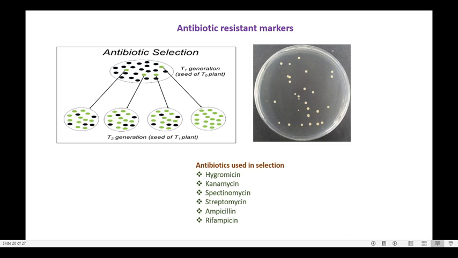For example, if our vector has kanamycin as the antibiotic resistance gene, then we put kanamycin in the medium for plant selection or microbial selection. In plant selection, the positive seeds will germinate and the negative seeds will not germinate in the presence of kanamycin. Similarly, in microbes, only the positive colonies will grow in the presence of kanamycin.